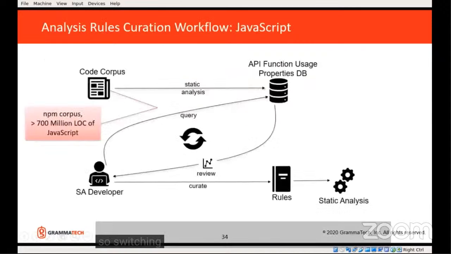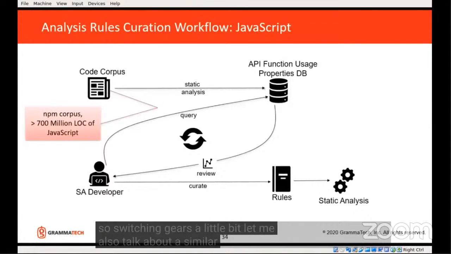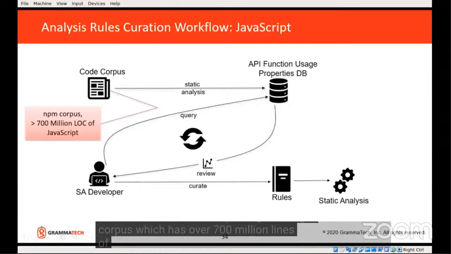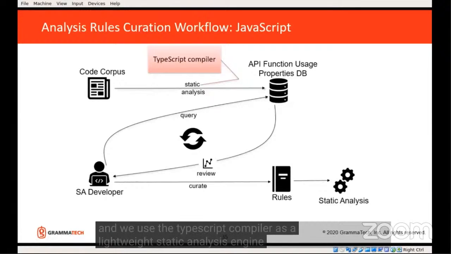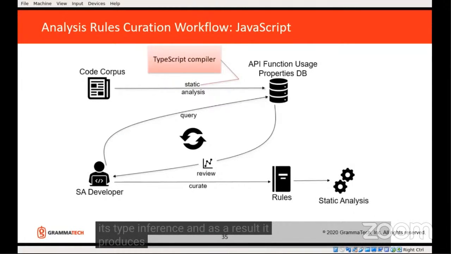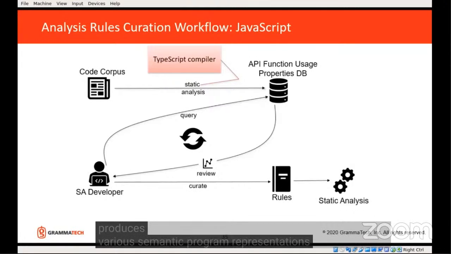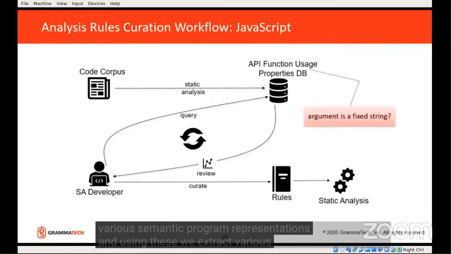So switching gears a little bit, let me also talk about a similar workflow that we applied to JavaScript. We looked at the Node Package Manager corpus, which has over 700 million lines of JavaScript code. And we used the TypeScript compiler as a lightweight static analysis engine, and we ran this on all of the corpus. The TypeScript compiler performs mostly local data flow analysis for its type inference, and as a result, it produces various semantic program representations. Using these, we extract various program properties.